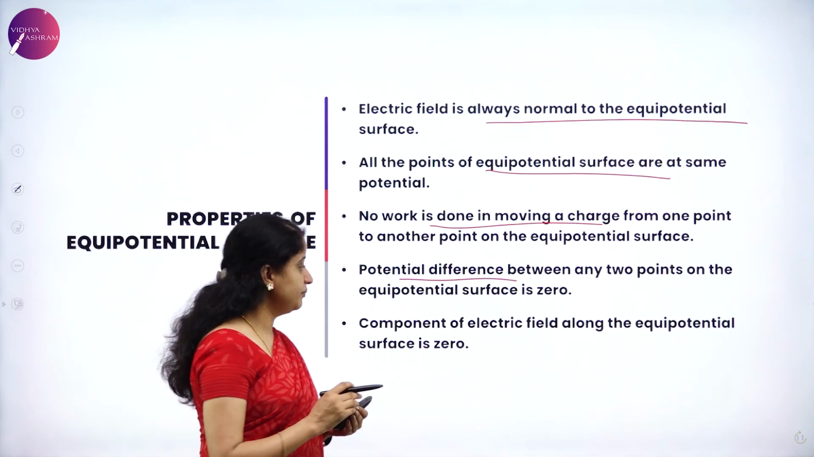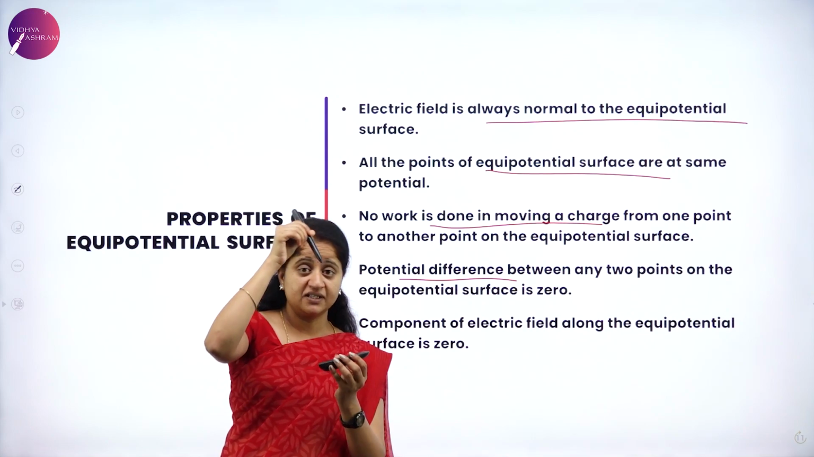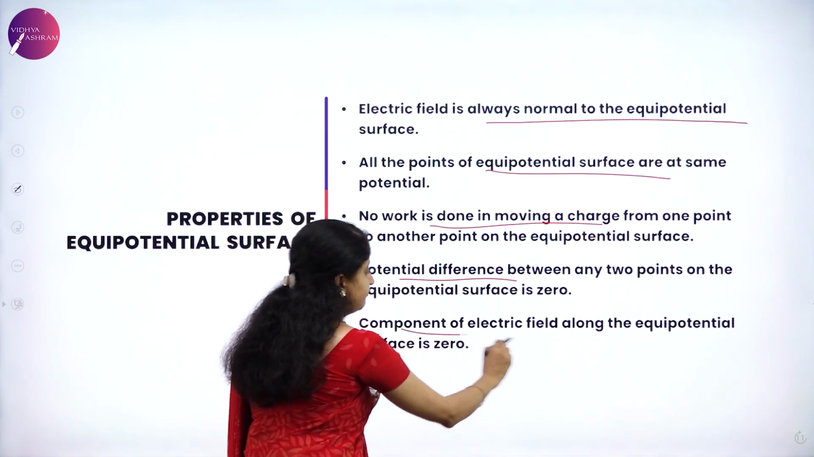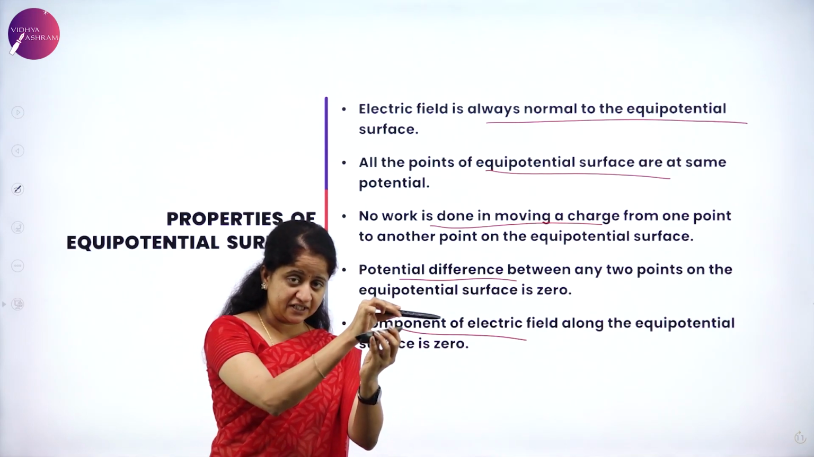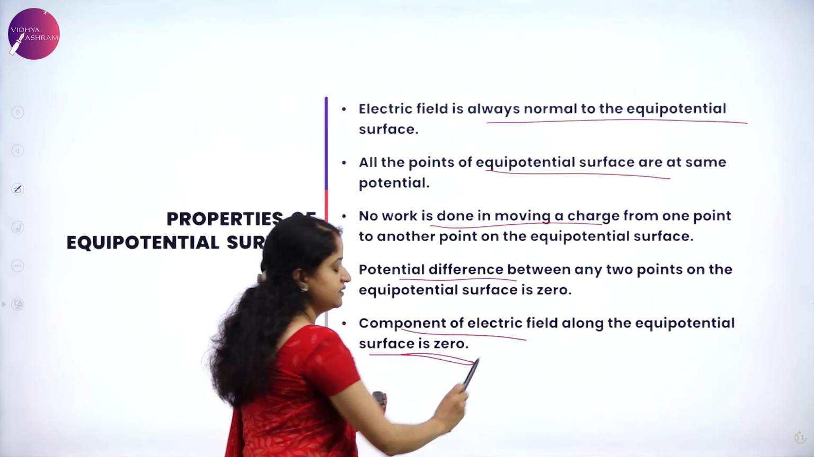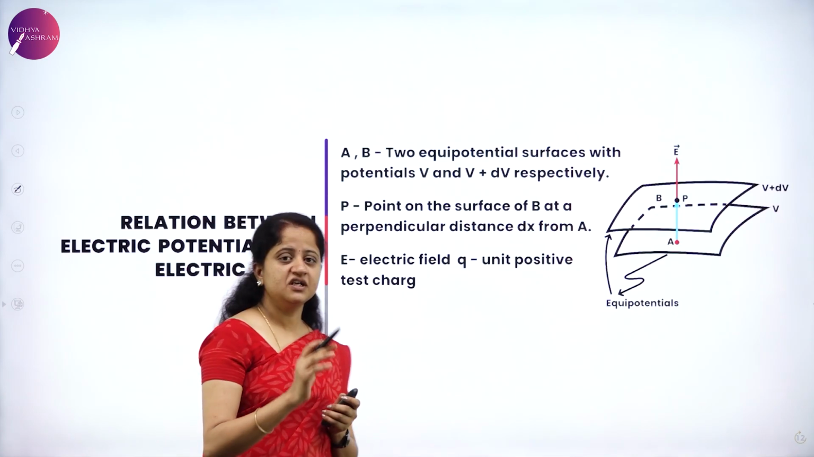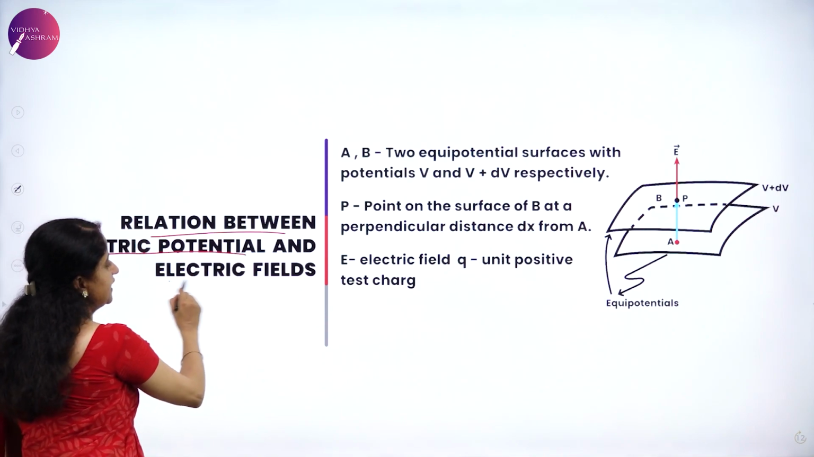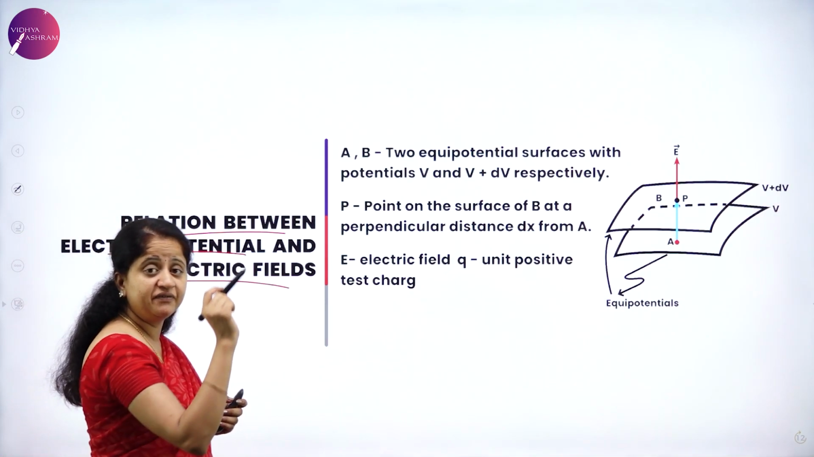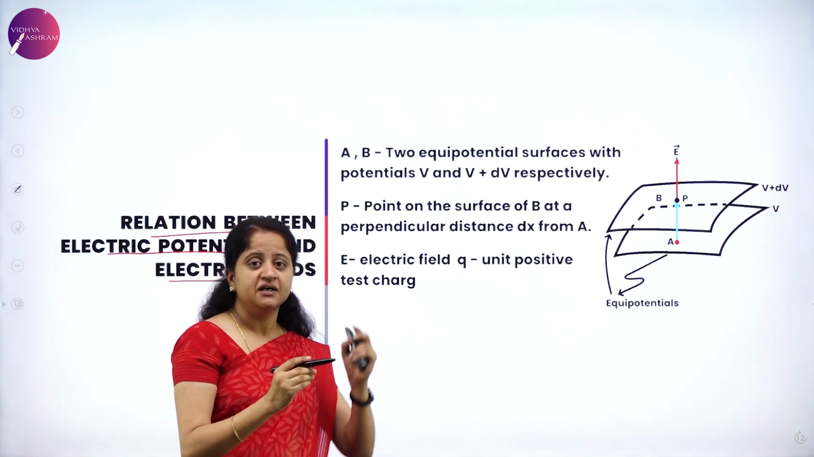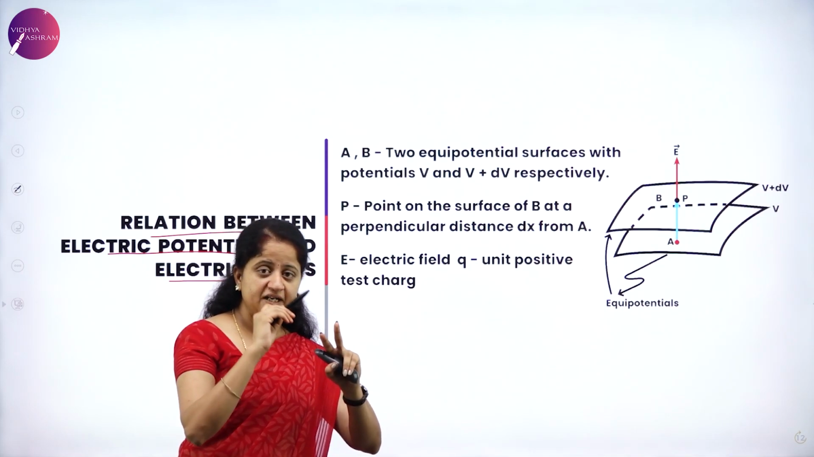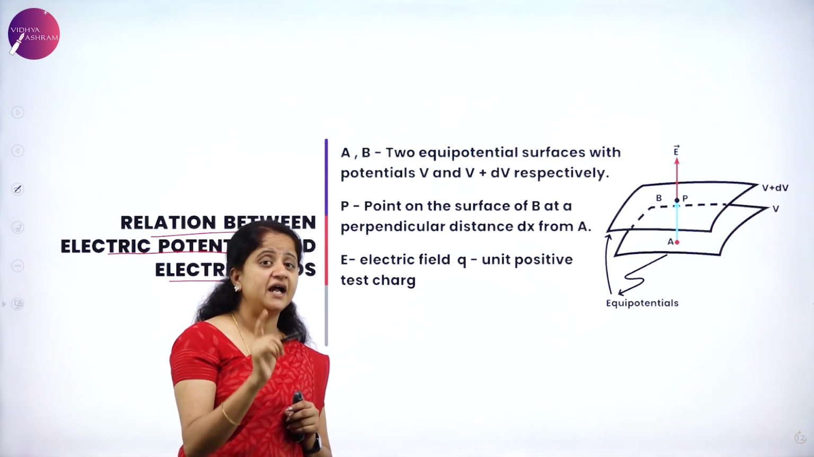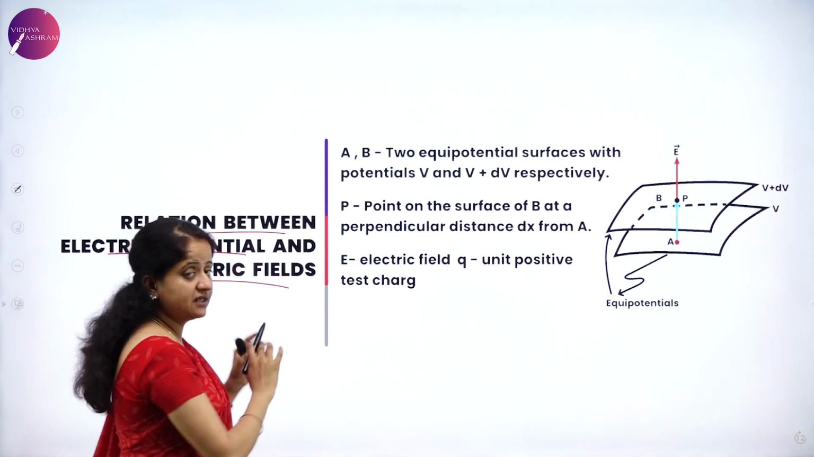Next, we know that the electric field is always normal to the equipotential surface. So we can say the electric field component along the equipotential surface will be 0. So these are the properties. Let's move on to another important derivation, that is the relation between electric potential and electric field. If we get a relation, it must contain the electric field term and the electric potential term, which means the V term and the E term. So let us now derive it.